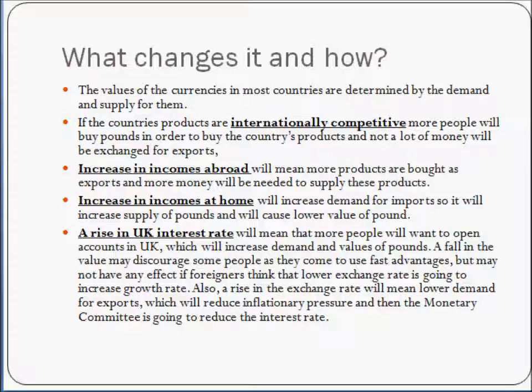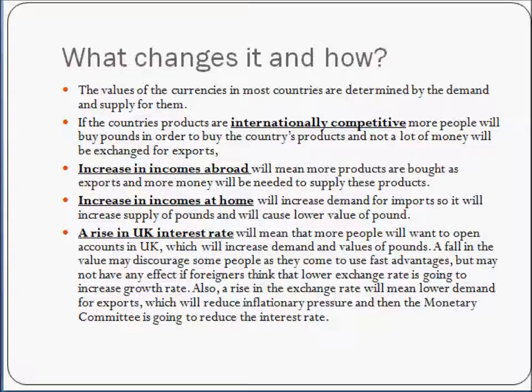An increase in incomes abroad will mean more products are bought as exports and more money will be needed to supply these products. An increase in incomes at home will increase demand for imports, so it will increase the supply of pounds and will cause a lower value of the pound. A rise in UK interest rates will mean that more people will want to open accounts in the UK, which will increase demand and the value of pounds.